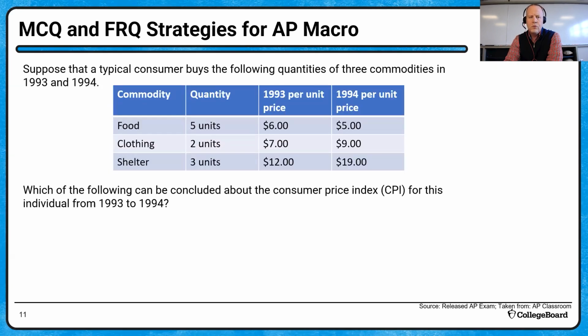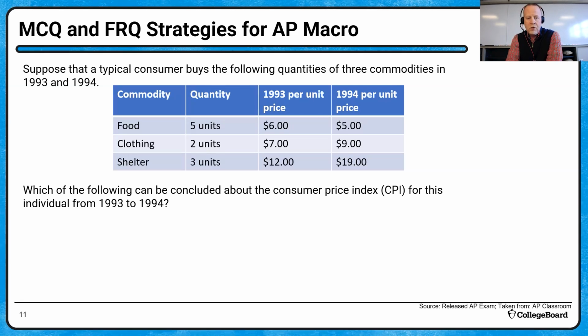Suppose a typical consumer buys the following quantities of 3 commodities in 1993 and 1994. So here we have a table. Clearly, just at first glance, we can tell that we have a basket of goods, 3 goods: food, clothing, and shelter. We have consistent quantities, and we have varying prices. Right then, your brain should go straight to Unit 2 and straight to CPI and market baskets of goods.